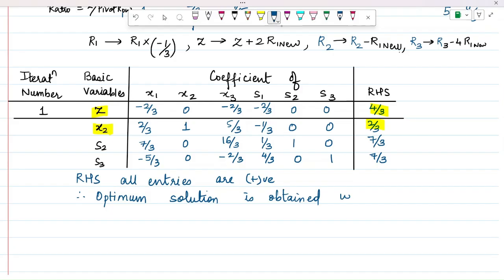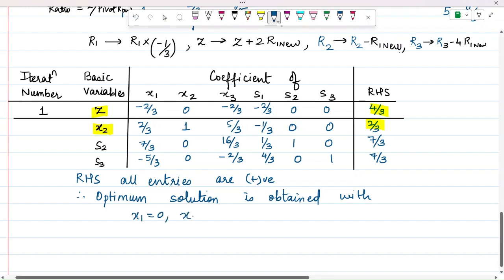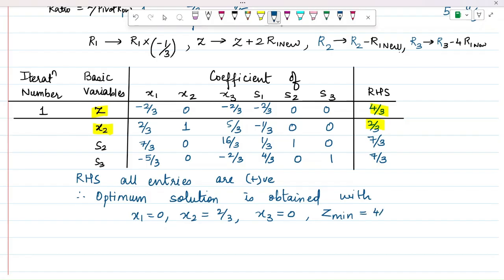with x1 equal to 0, x2 equal to 2 by 3, and x3 again equal to 0. Also, you have z minimum is equal to 4 by 3. You can always cross-check your answer by substituting x1, x2, x3 in the equation of z.